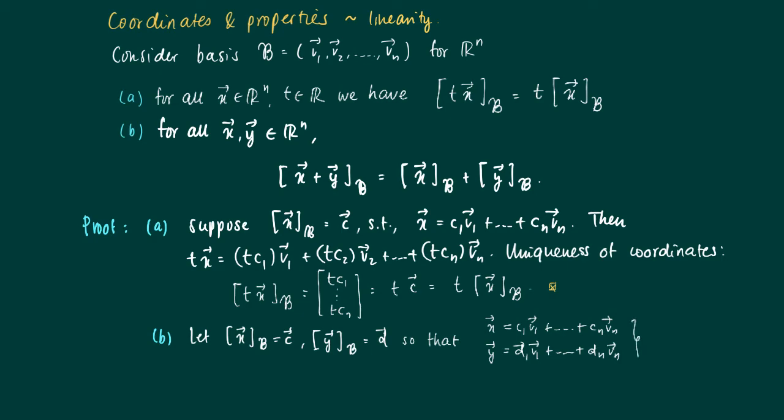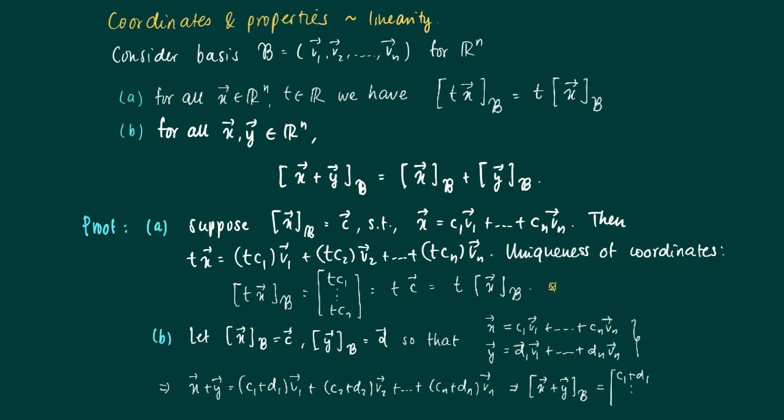So now if we look at the sum x plus y, it can be uniquely written in coordinates as c1 plus d1 times v1 etc. until cn plus dn vn. So it's not hard to see that actually the coordinates of x plus y with respect to the basis beta equals c1 plus d1 etc. until cn plus dn.